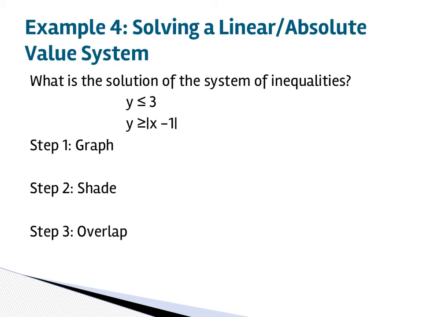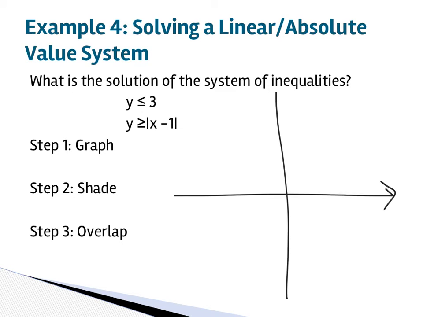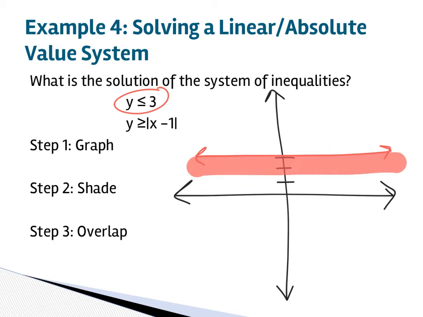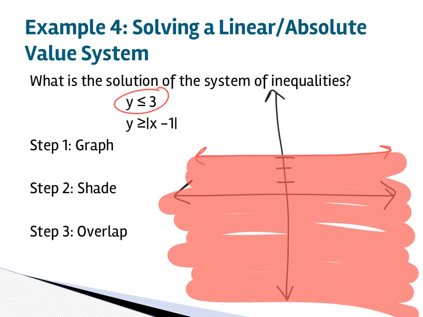Okay, example 4, solving a linear absolute value system. If you have a linear absolute value system, you're going to do it exactly like we just did the lines. It's just that one of them is going to graph a V and the other one's going to graph a line. So the first one, y is less than or equal to 3, that's going to be a horizontal line. There is 0 slope, so it's going to be a horizontal line, and it goes through positive 3. Okay, it's less than 3, so we are going to shade below the line, and it's a solid line because I have the equal to sign under it.